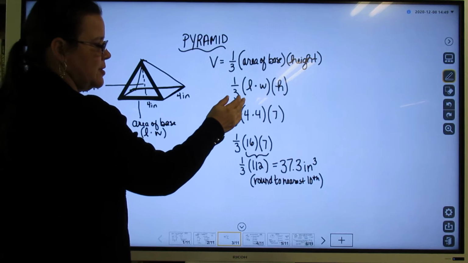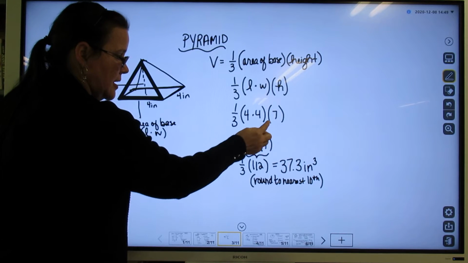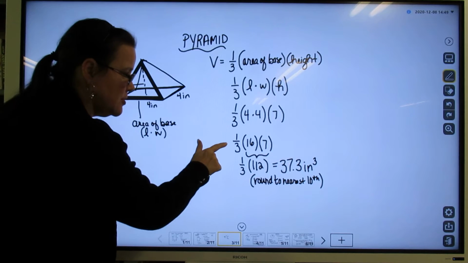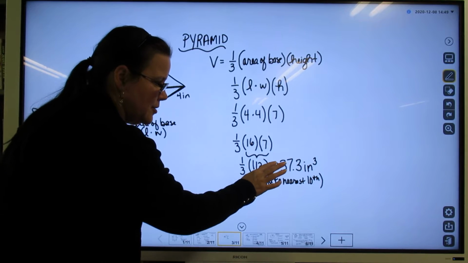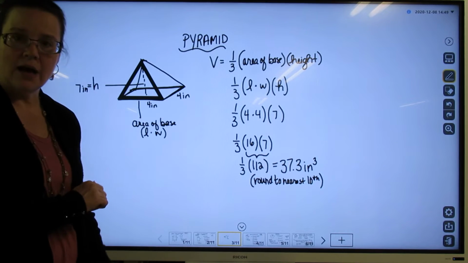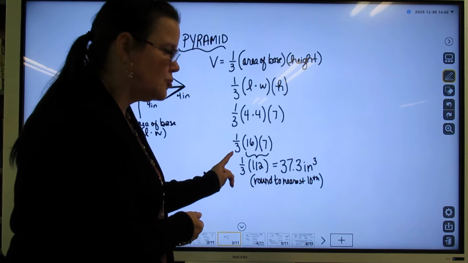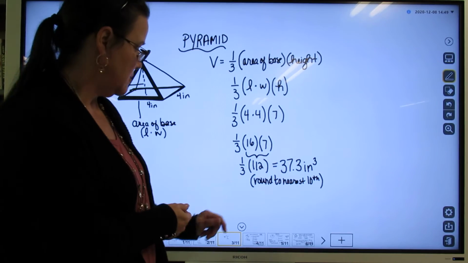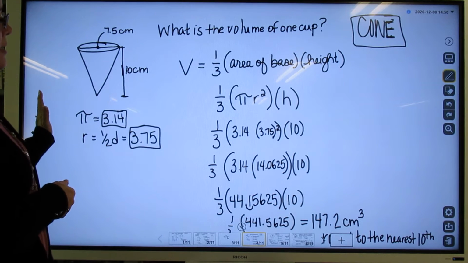So you would do 1/3 times, in this case they gave us 4 by 4, 4 times 4 times 7. I always tell the students, multiply all of this first before you do the 1/3. And so then you get 1/3 times 112, and you get 37.3 inches cubed. Round to the nearest tenth. Look for those directions that it tells you to look for. When you're multiplying these, you can do 1/3 times 112, and it would still give you the same answer. Okay? All right. Next, we have a cone.